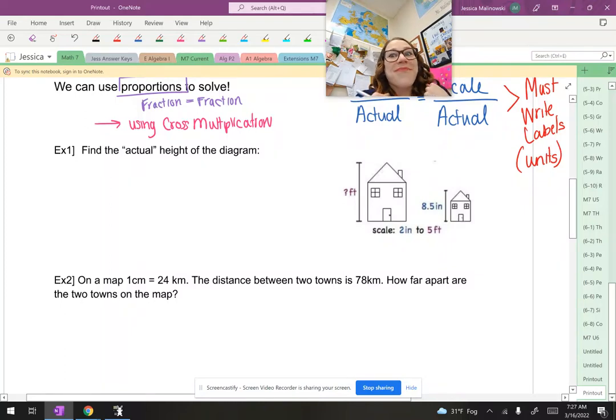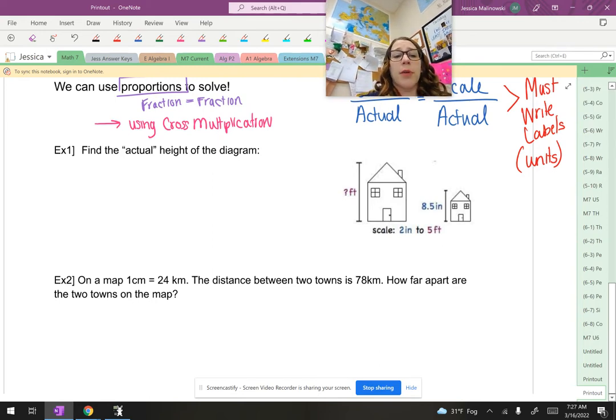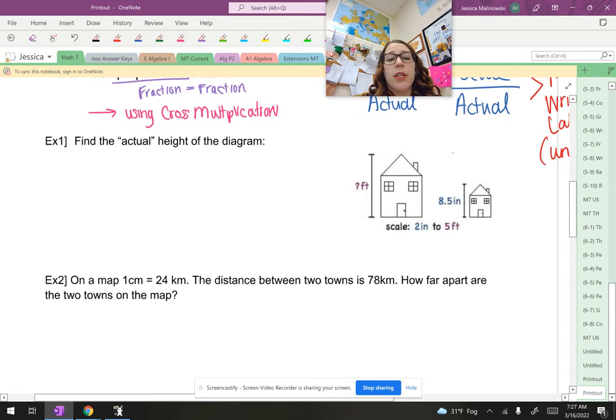Example 1, Math 7, 7-1. Example, numero uno, coming at ya. Scale problems. So, example 1 is asking us to find the actual height of this diagram.